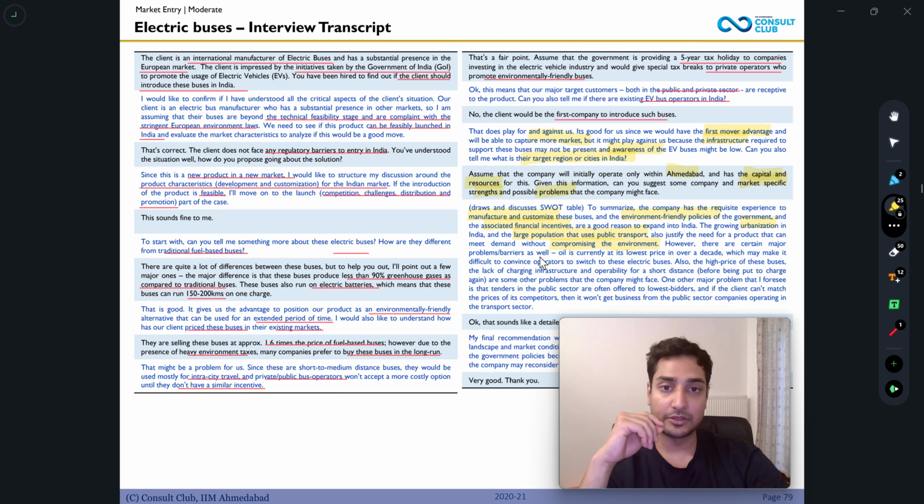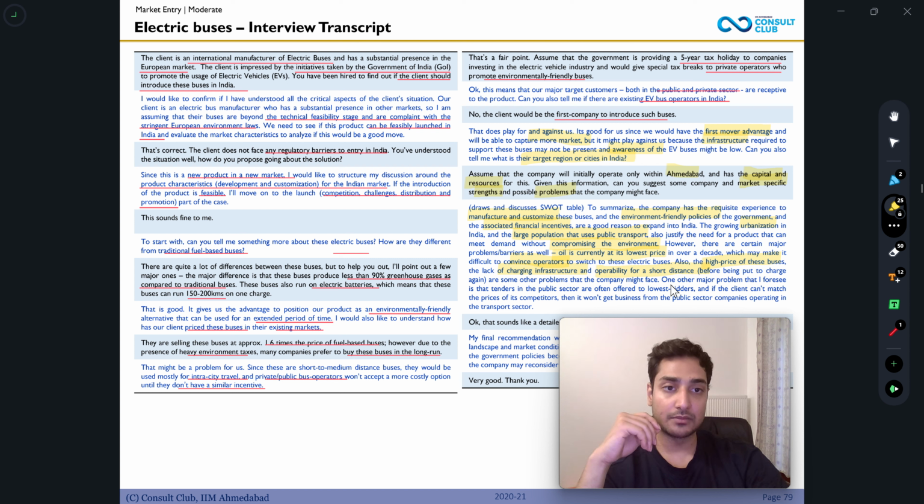However, there are certain major barriers as well. Oil is currently at its lowest price in decades, which may make it difficult to convince operators to switch to these electric buses. Also, the high price of the buses, the lack of charging infrastructure, and the limited operability for short distances before being put to charge again are some other problems that the company might face.